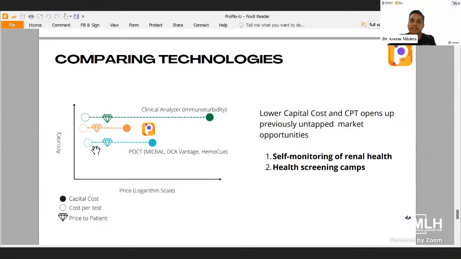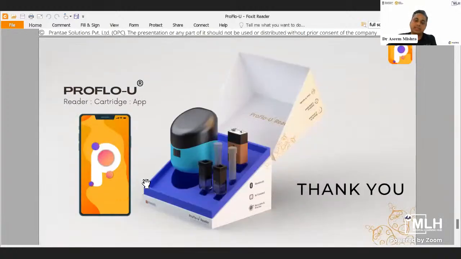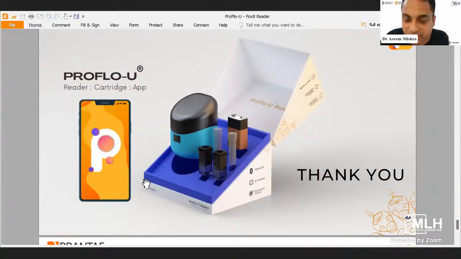ProFlow U sits in between both these situations by giving you a device which is affordable for you to own and at a very cost-effective CPT. With this, I thank you for your attention and I'll be open to questions.